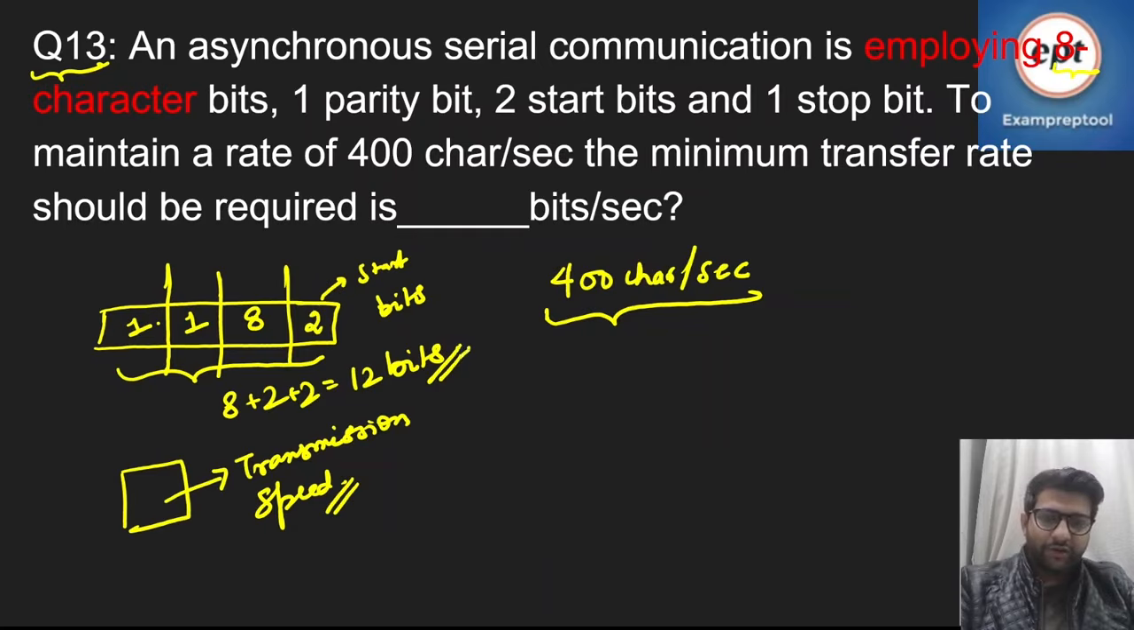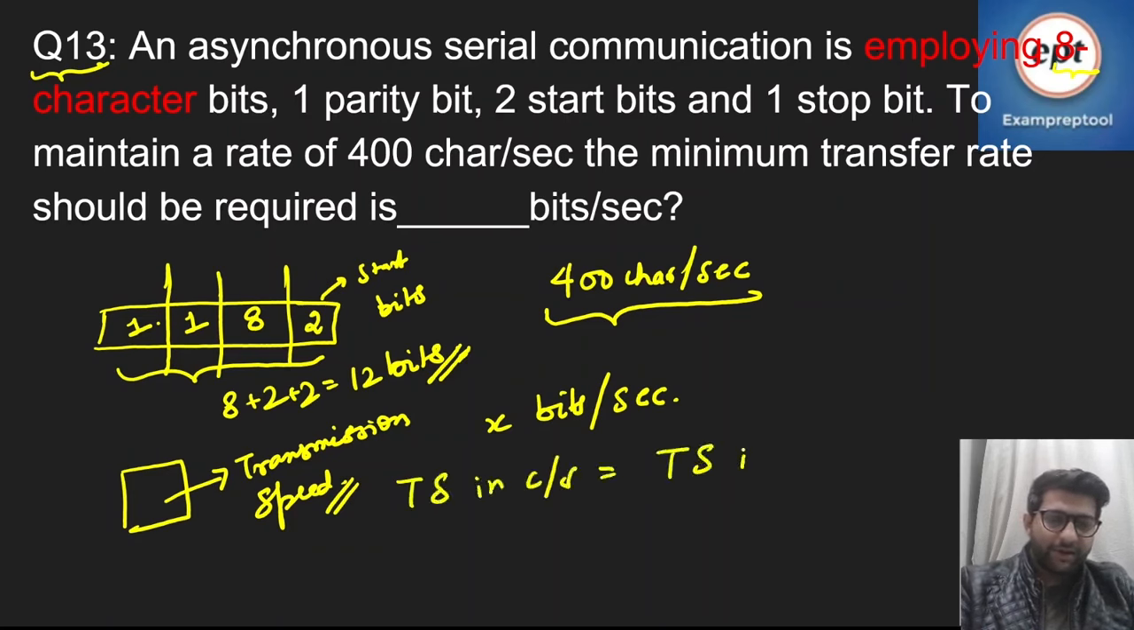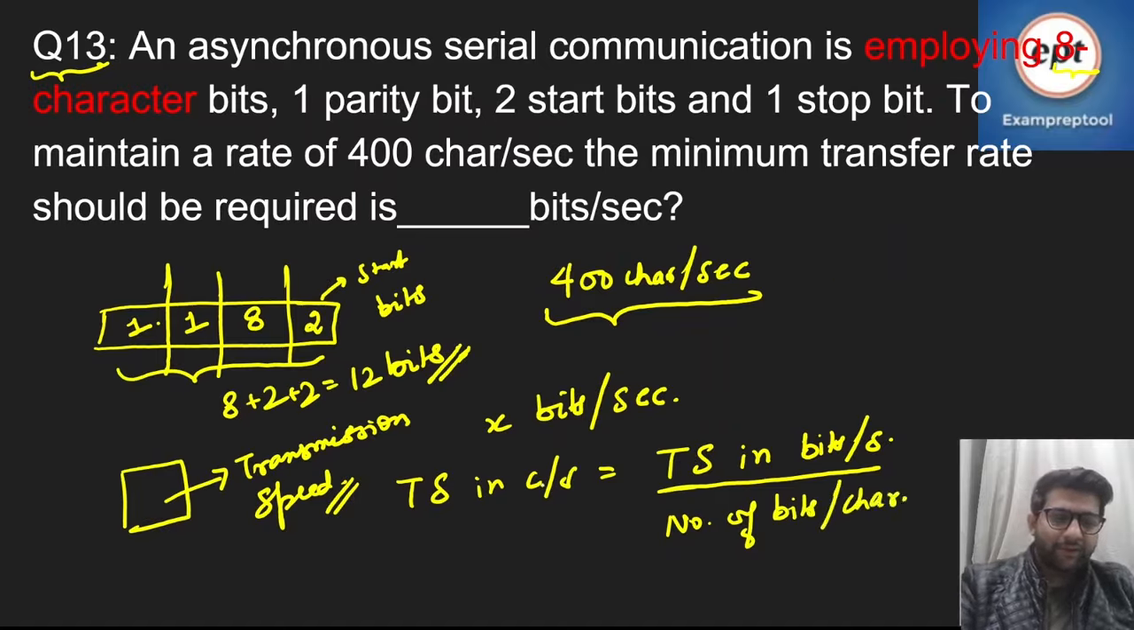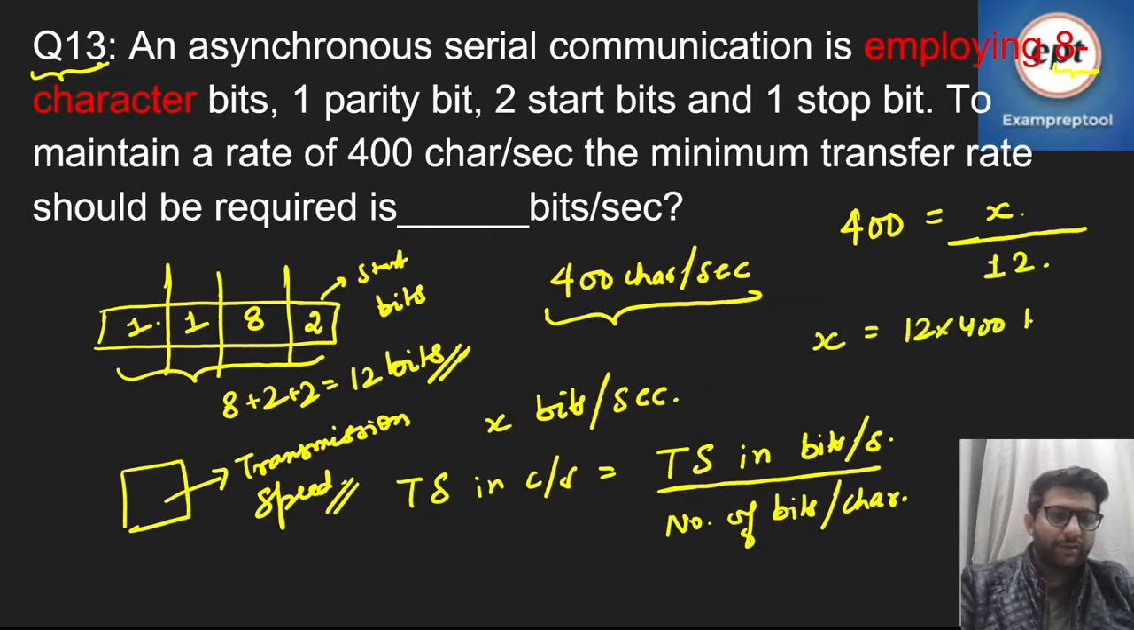So how can we solve this question? Let's say we have a transmission speed of x bits per second, right? Now we know that the transmission speed in characters per second is calculated as the transmission speed in bits per second divided by the number of bits per character. So the transmission speed in characters per second is given as 400. This was assumed as x, divided by the number of bits per character, which we have calculated as 12 bits, right? So the answer will be 12 into 400 bits per second.